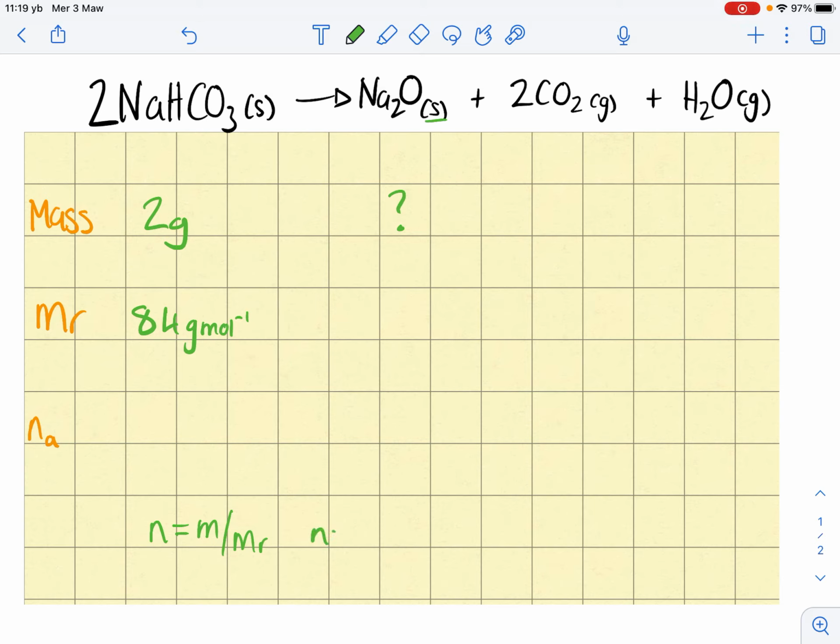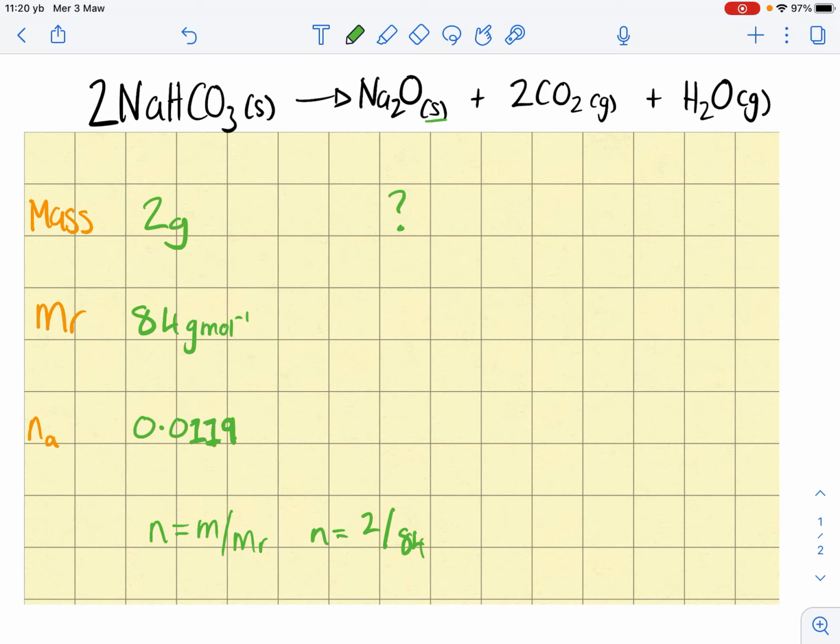So essentially, number of moles is equal to the mass, which is 2 grams, divided by the molecular weight, which is 84 grams per mole, and we're going to get an answer of 0.0119 moles. I'm using 3 significant figures here. Three figures as a general rule is usually a good standard to adopt when doing these types of calculations. Now the question is, why is that helpful?